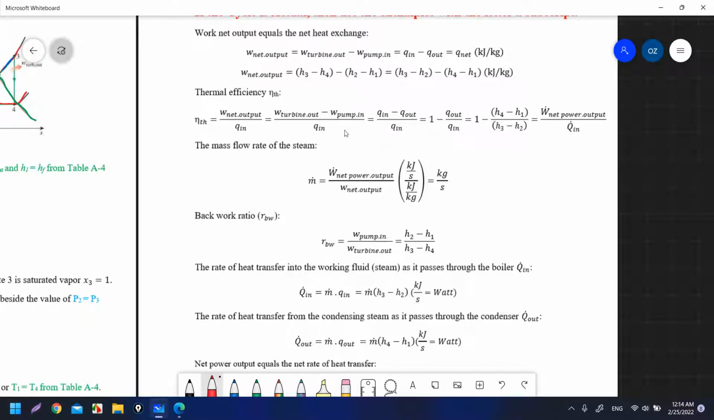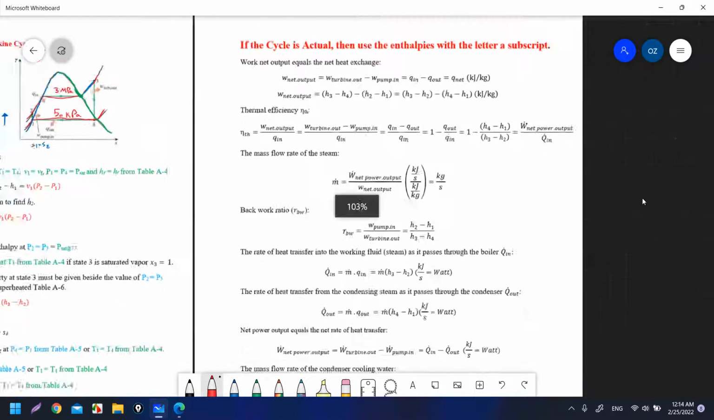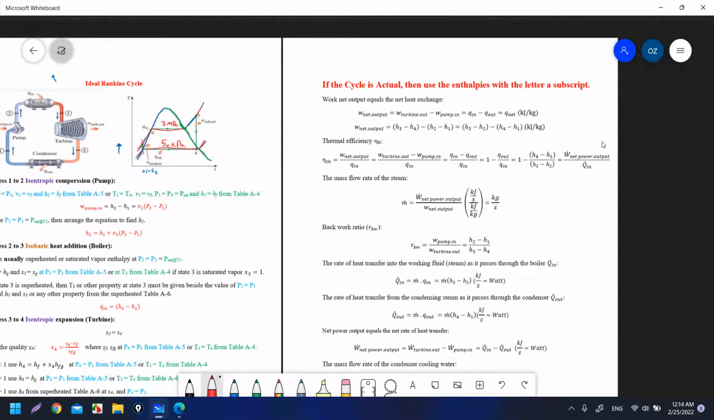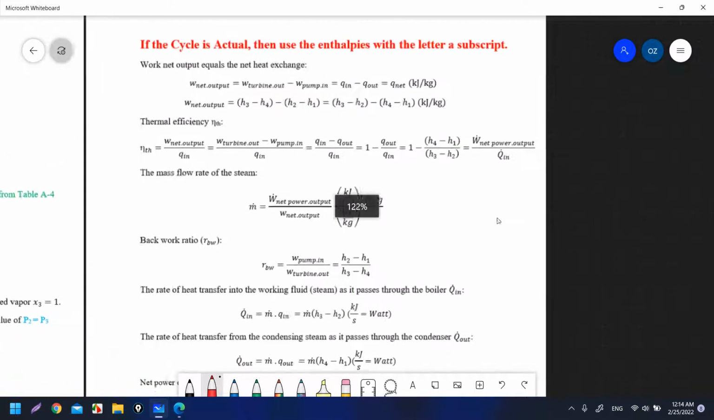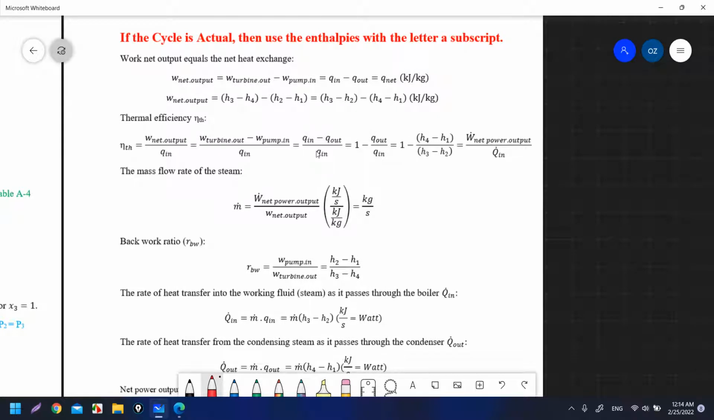Okay, this is the work done on the pump, so in the cycle, as you can see here, it is work in on the pump, and the pump will increase the pressure and compress the liquid. It's equal to Q in minus Q out also, because we said that Q net, the net heat exchange, is equal to the work net output. The area inside the TS diagram is equal to the area inside the PV diagram. Then 1 minus Q out over Q in, and finally 1 minus H4 minus H1 over H3 minus H2.